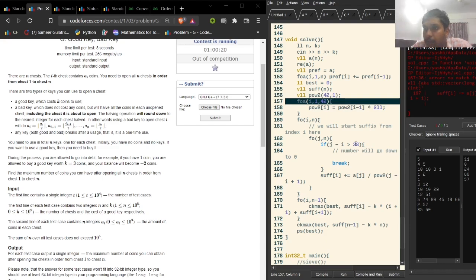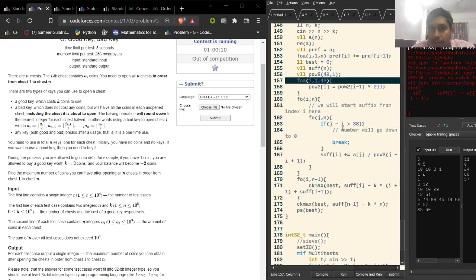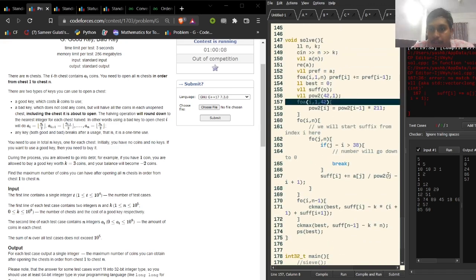What? No match to call VLL. Okay, I'm sorry. This is not a function over here. This is an array, so I have to use square brackets.